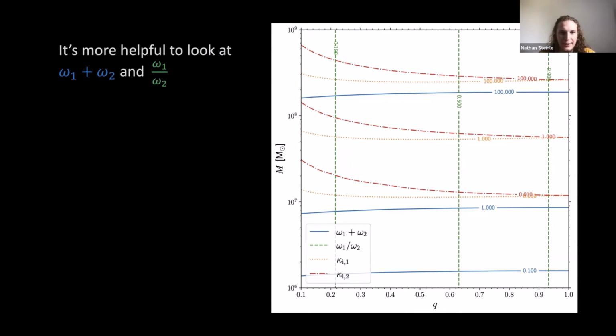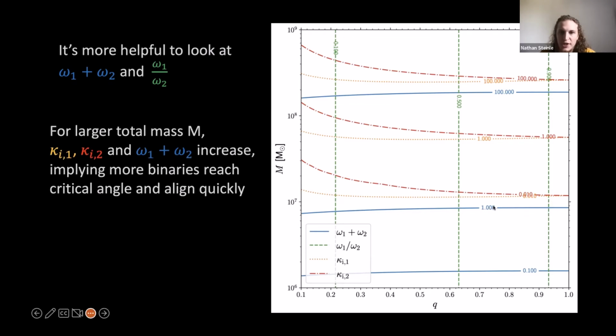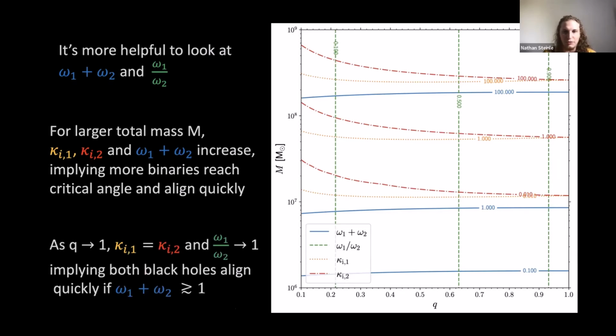And then the orange dotted lines and the red dash-dot lines are the initial kappas for the two black holes, which we see for larger total mass. As you look upwards in this plot, the initial kappas and the sum of the omegas, the blue line, generally increase, which implies that more binaries will reach a critical angle and align more quickly for larger total mass. And if we go to the right of this plot, as the mass ratio goes to unity, the initial kappas become equal. The ratio of omegas also approaches unity, which implies that both black holes will align quickly if the sum of the omegas is large.